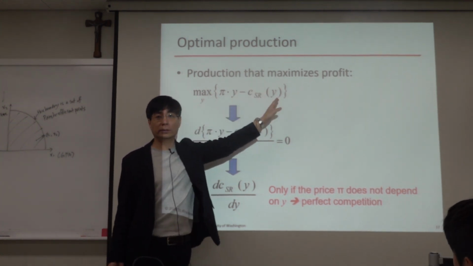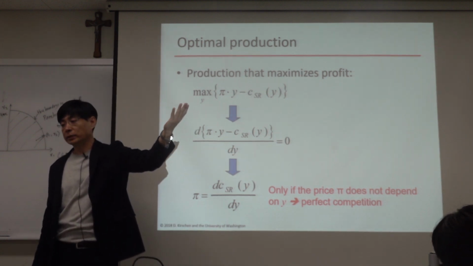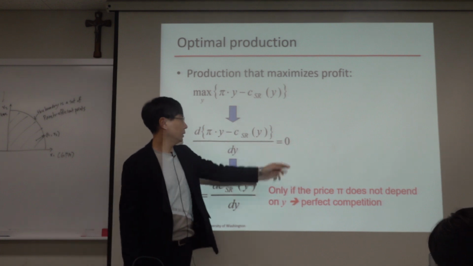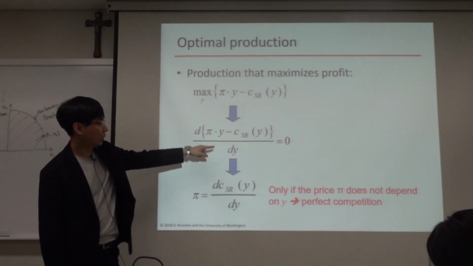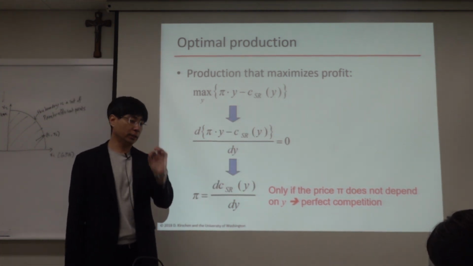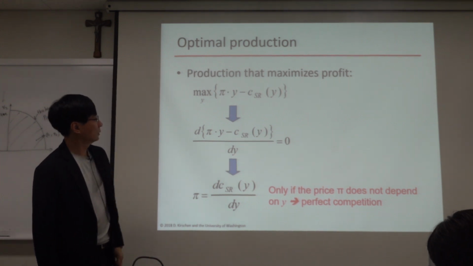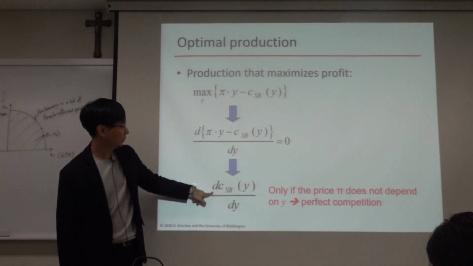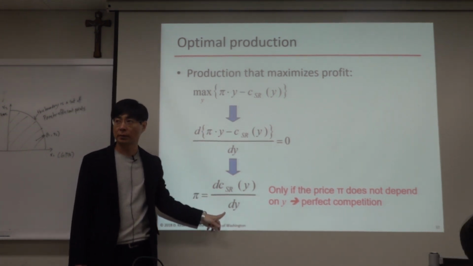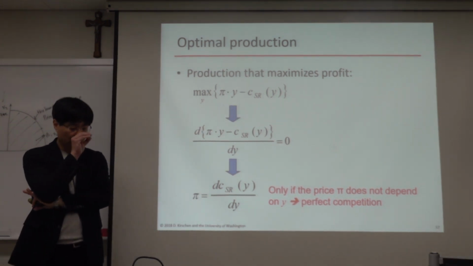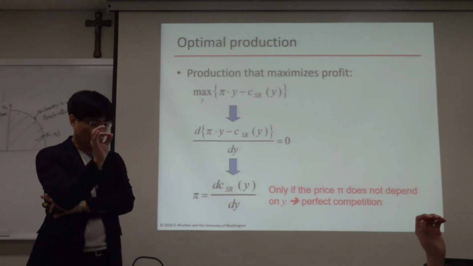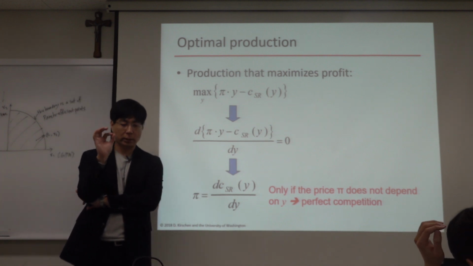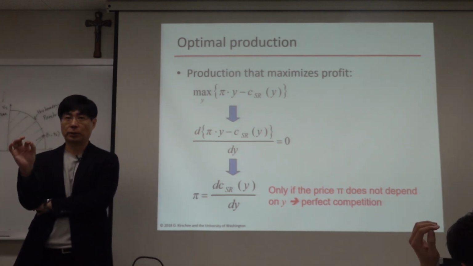This is a concave function. So maximizing a concave function is easy. Just take the derivative, and when the derivative is 0, there's the point where we determine the output y. So take the derivative. It gives us pi is equal to marginal cost. So the producers need to stop their production when the marginal cost is equal to the market price.